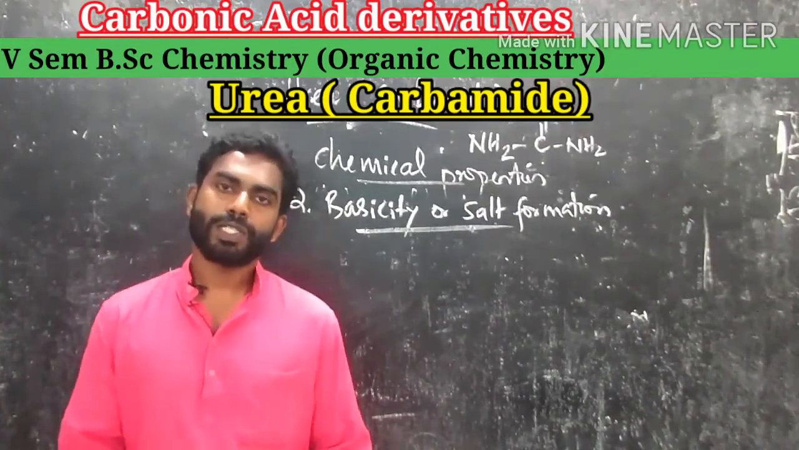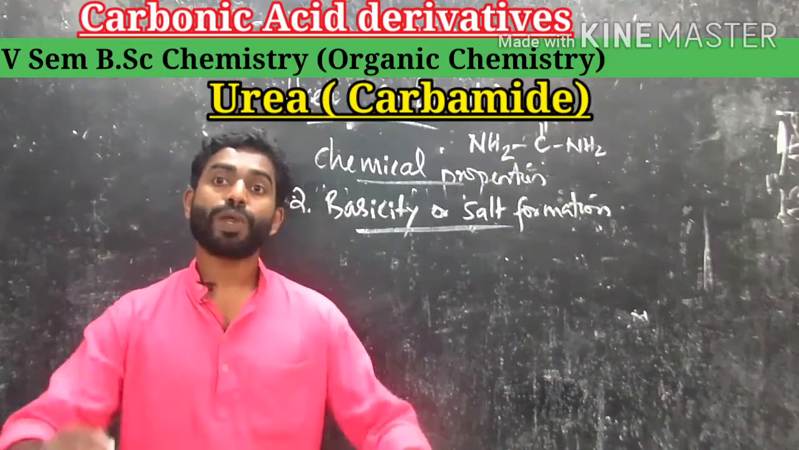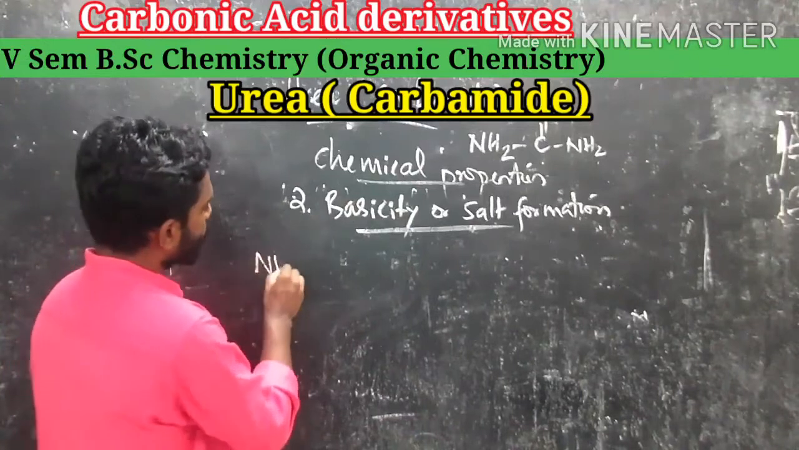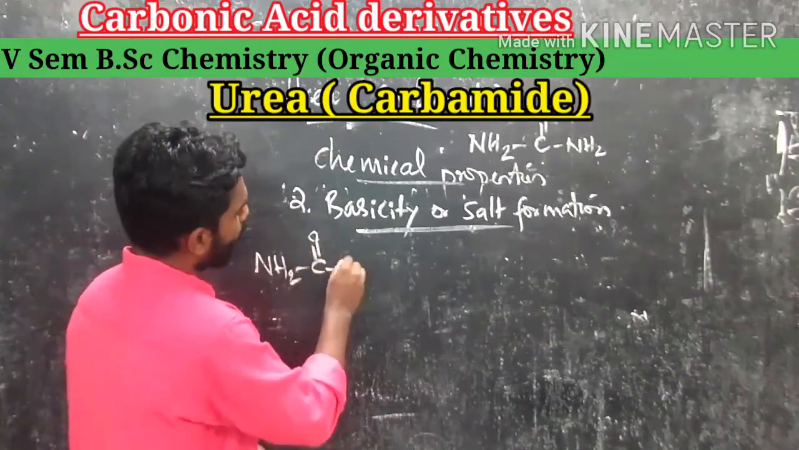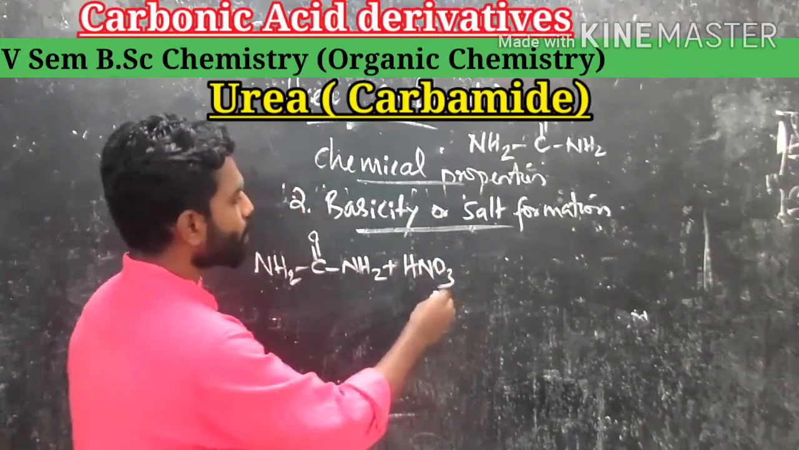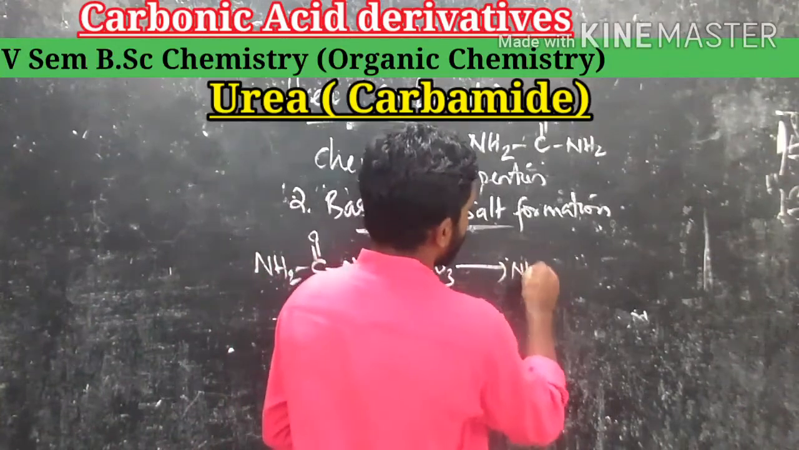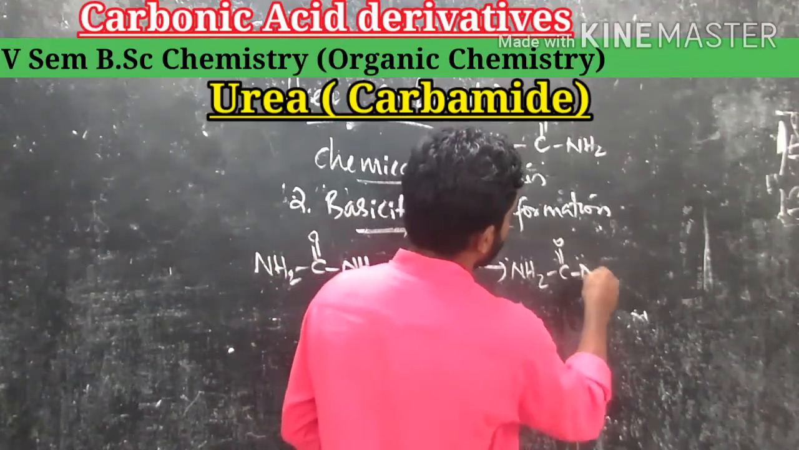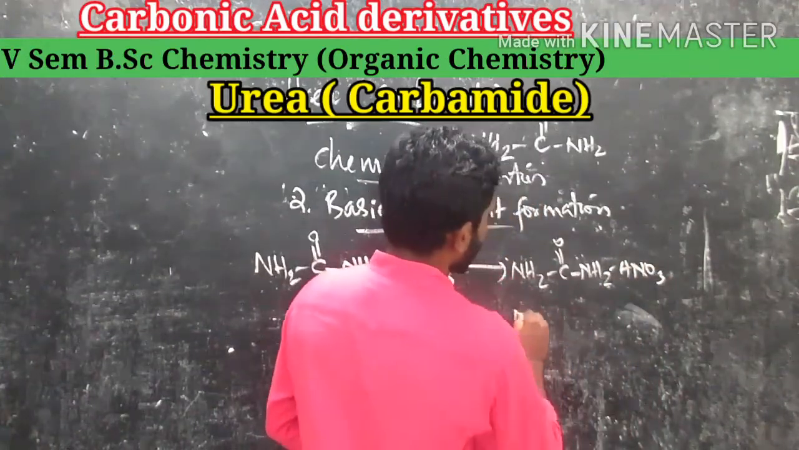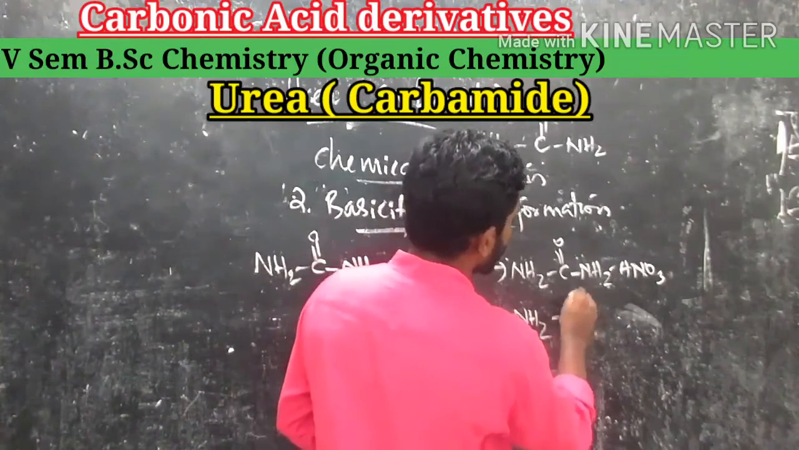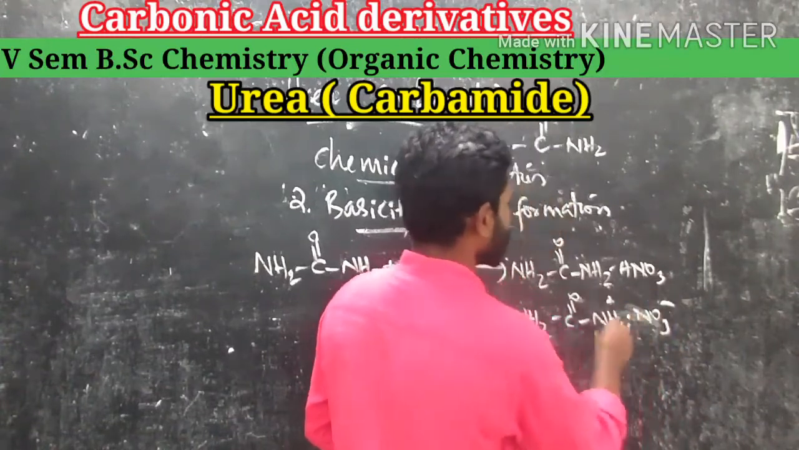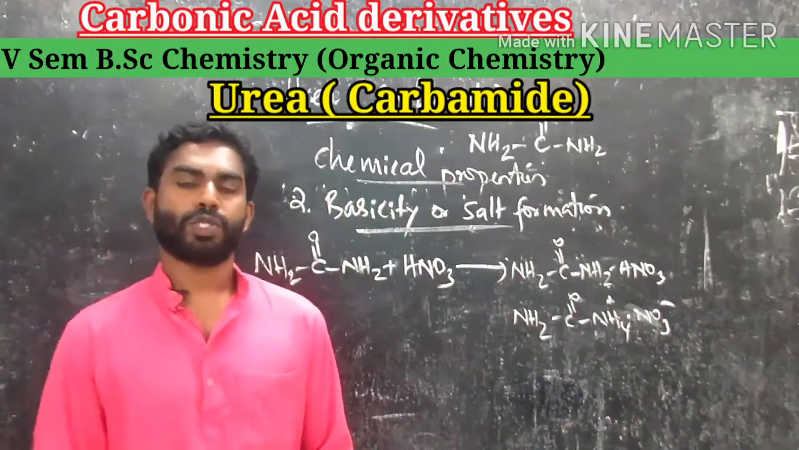So urea treated with concentrated nitric acid gives urea nitrate. It's a salt. The structure: NH2 CO NH2 treated with HNO3 gives urea nitrate, NH2 CO NH3+ NO3-.